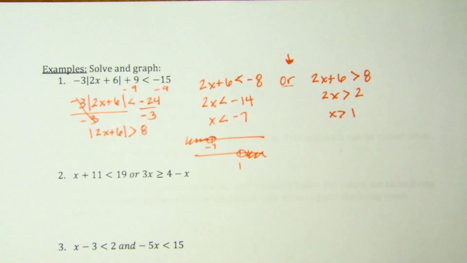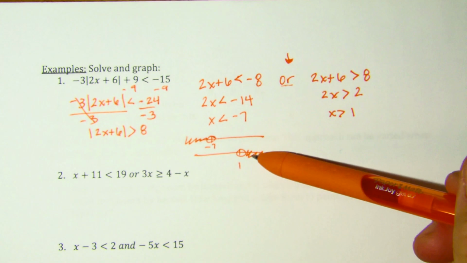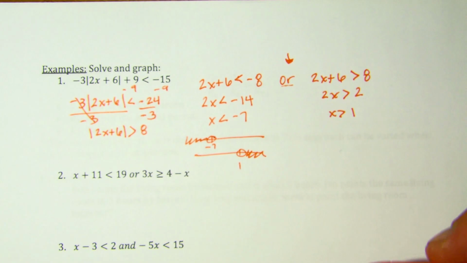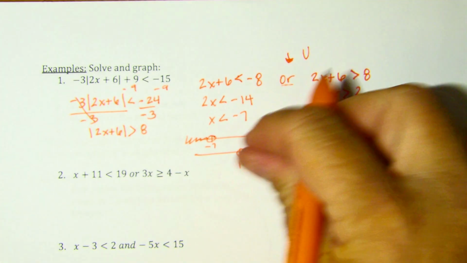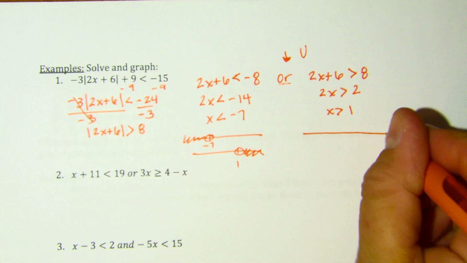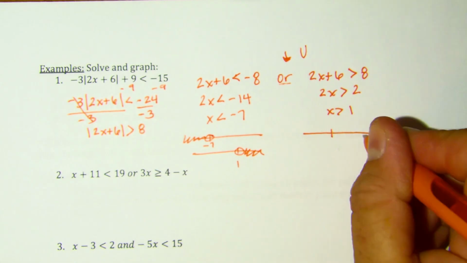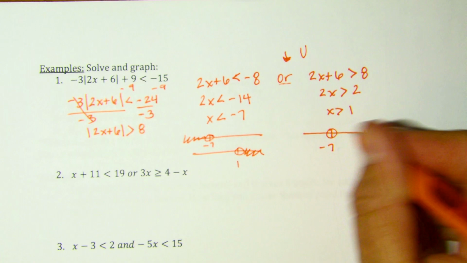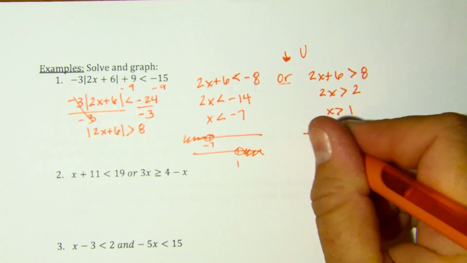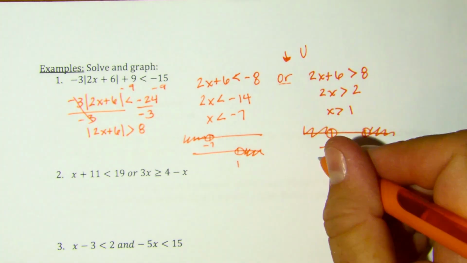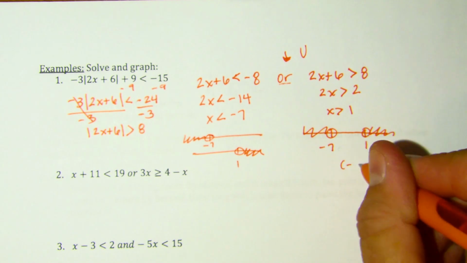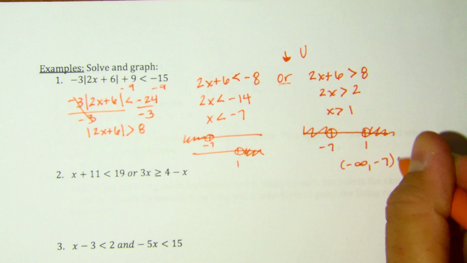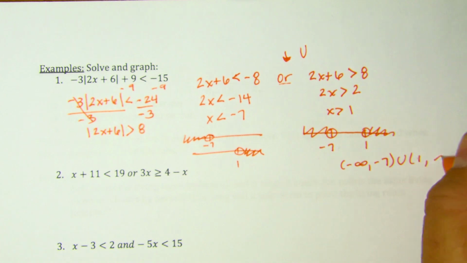So when we say the word or, what we're saying is that we want this or this. It doesn't have to be both of them. So again, the word or means we're using the union symbol. So it's like squishing them together. So my graphical answer here would be -7, open dot here, shaded out here, and then we want to write it in interval notation. This is a 1, so that would be -infinity to -7, and then 1 to infinity.